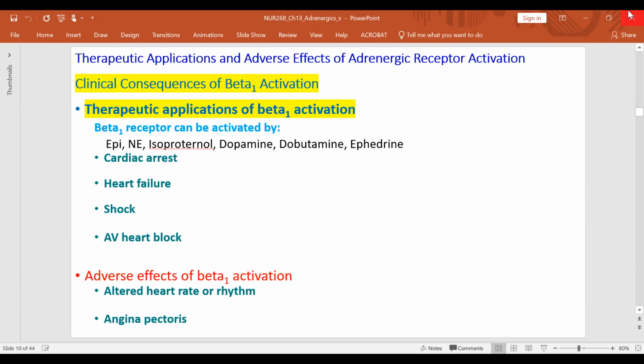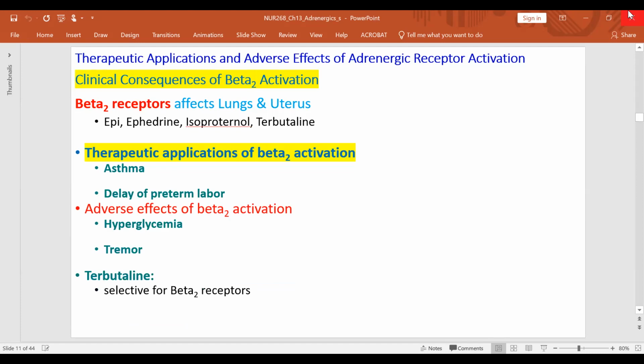So remember also, and we just write a note here, that the beta 1 receptors affect both the heart and kidneys. Now, the beta 2 receptors, which affect the lungs and uterus: epinephrine, ephedrine, isoproterenol, terbutaline.